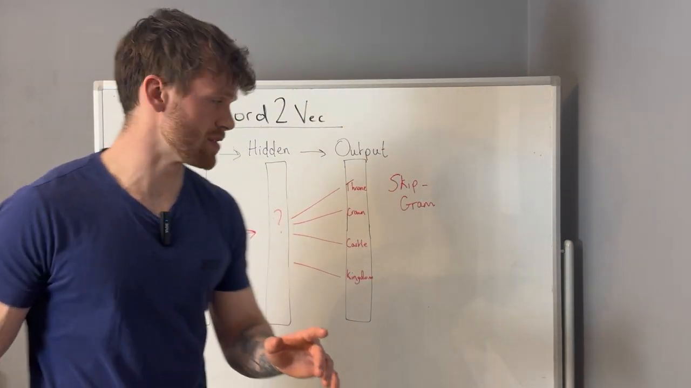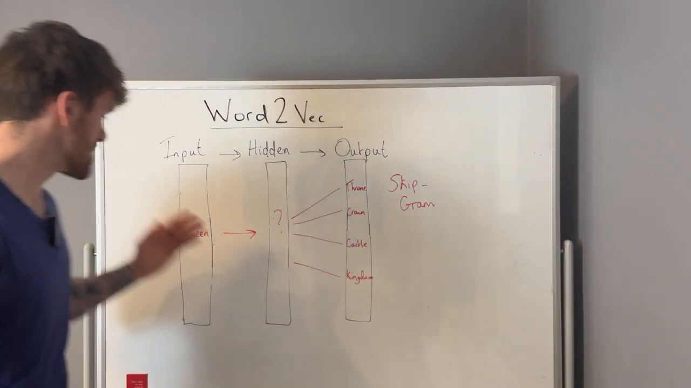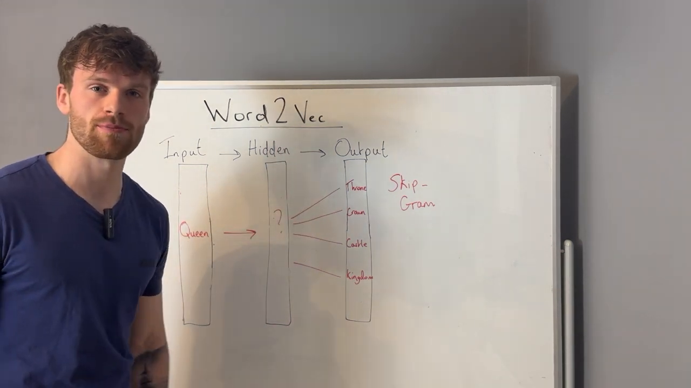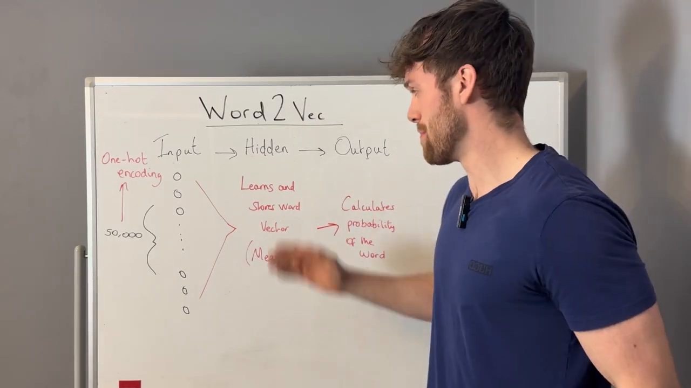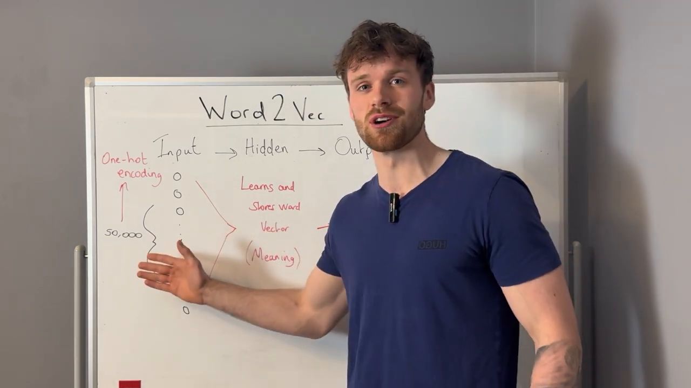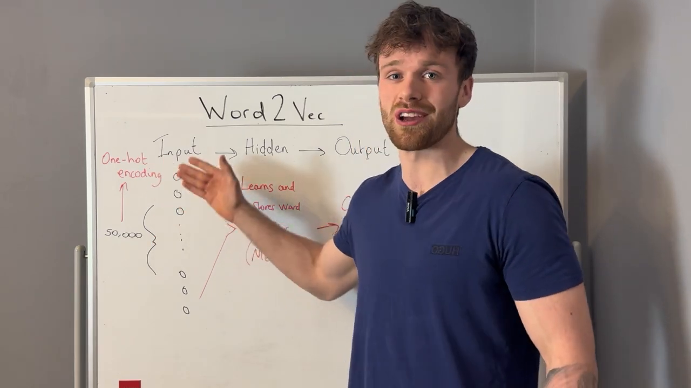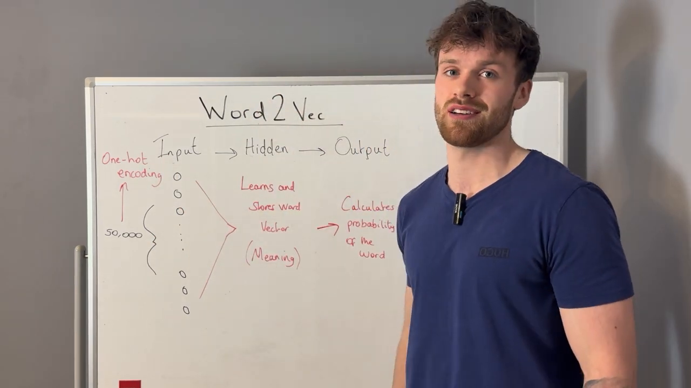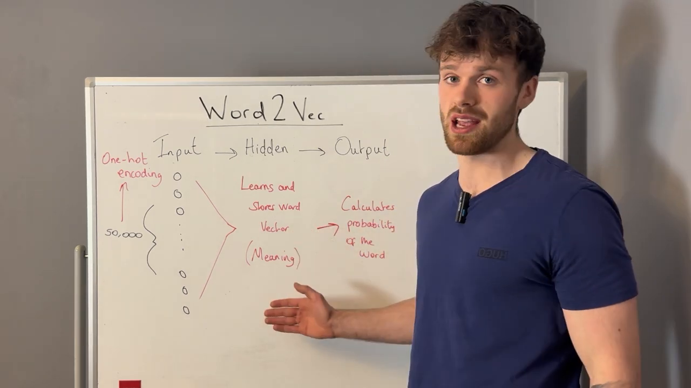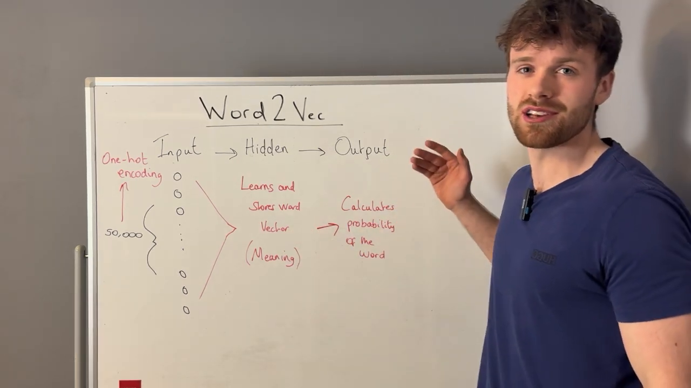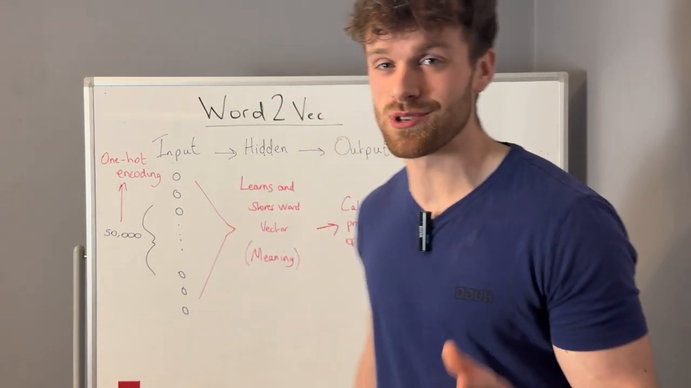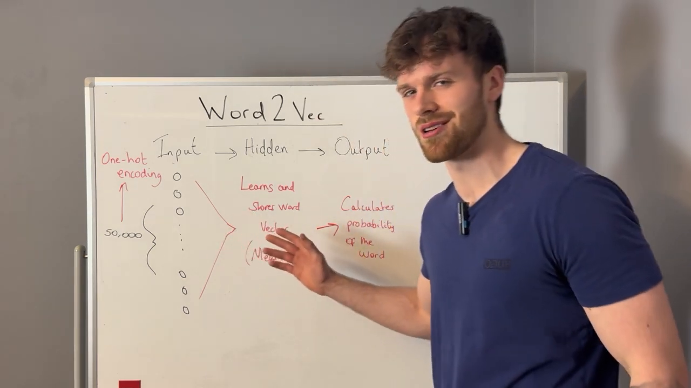The inverse of this is called Skip-Gram, where you take one word and try to predict the context words that would surround it. In reality, these network layers are much, much bigger. If the fantasy novel we're reading had 50,000 words, there would be 50,000 one-hot encoding vectors put into the input layer. The hidden layer is what learns and stores the word vectors, which is their meaning. Then the output layer calculates the probability of the correct word being guessed. We'll cover neural networks in future videos, so for now, don't worry about the complexity.